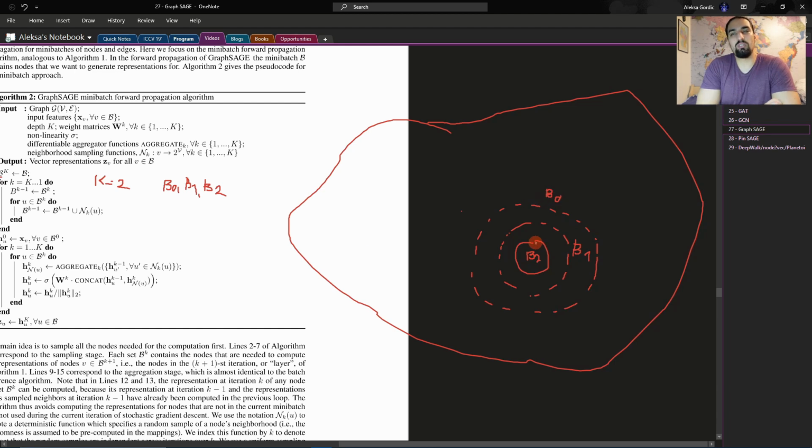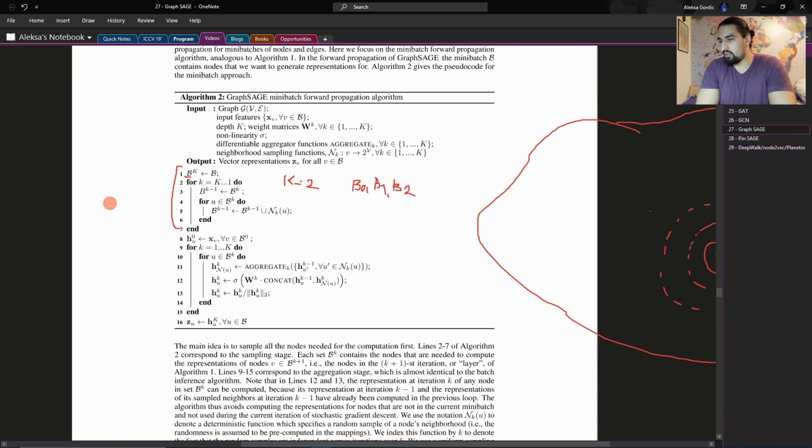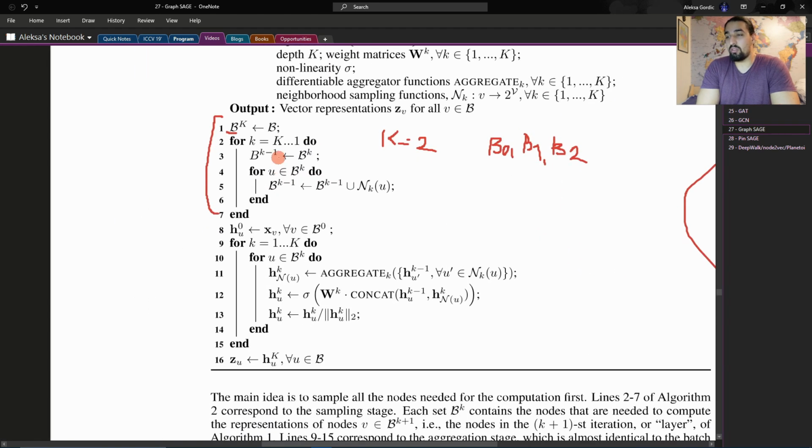So this is what the algorithm would put in these B sets. Let me zoom in a little bit on this one. We start with the target nodes that we want to calculate the representation for. We initialize B2 with those, and then we start going towards 1. We initially initialize B1.